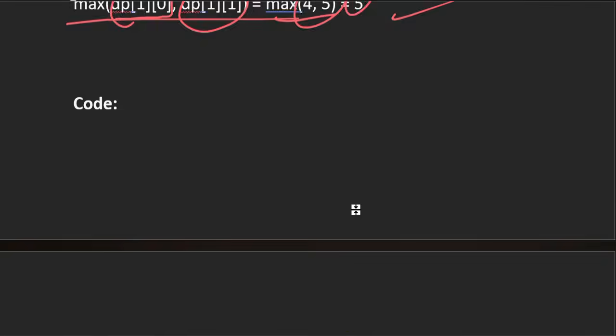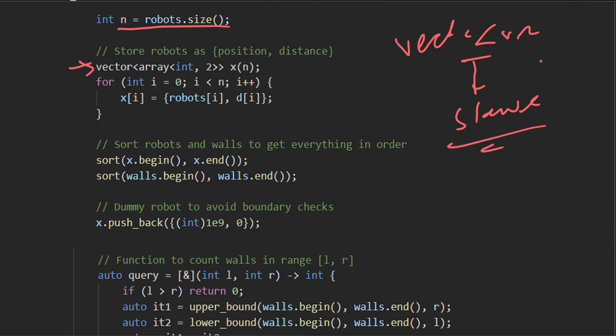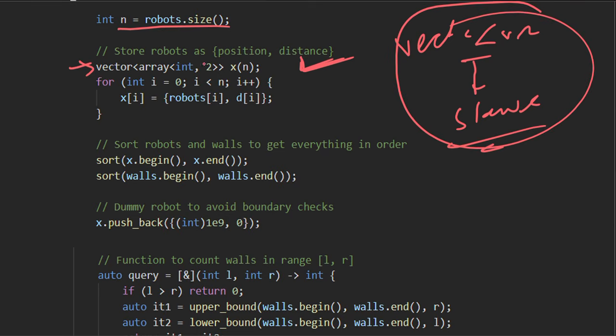So let's move to the code part. Initially we have taken the size of the robots, and then we have taken a vector of arrays. If we had taken a vector of vectors, that would be slower, because in that the memory allocation is not contiguous, right? But in a vector of arrays, the memory allocation is contiguous, which makes it faster than a vector of vectors. That's why we have taken a vector of arrays.